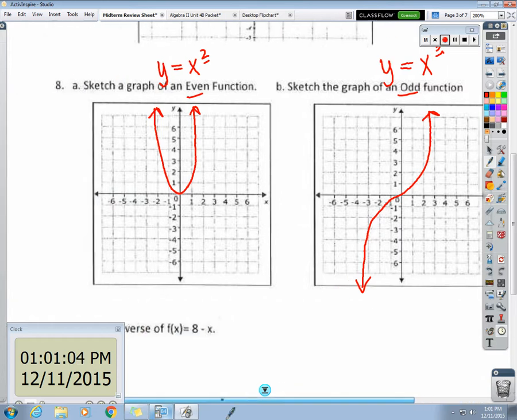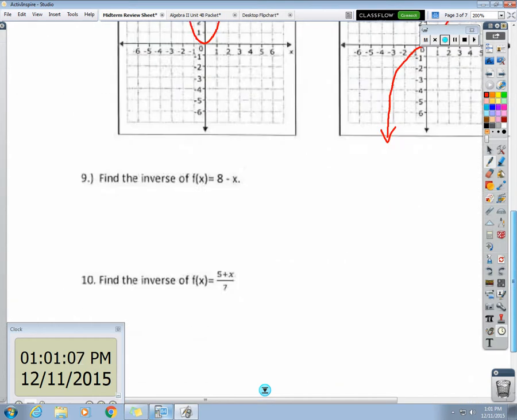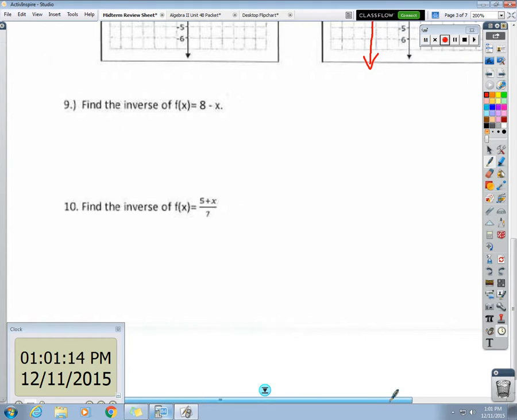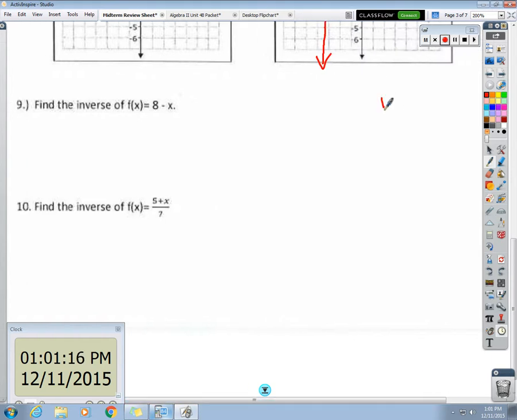Alright, last two questions. Find the inverse of f of x equals 8 minus x. Okay, back when we learned this, I taught you two steps for finding the inverse. Step 1, switch the x and the y. Step 2, solve for y. Okay, so if I go over here and I say step 1, switch the x and the y, where's the y? Right, f of x is y. It's the same thing. One of them's just function notation.